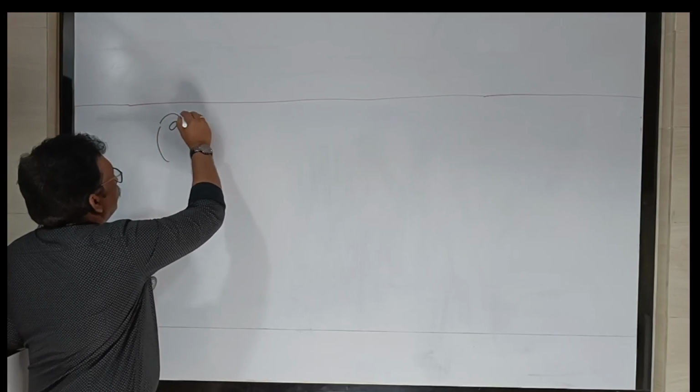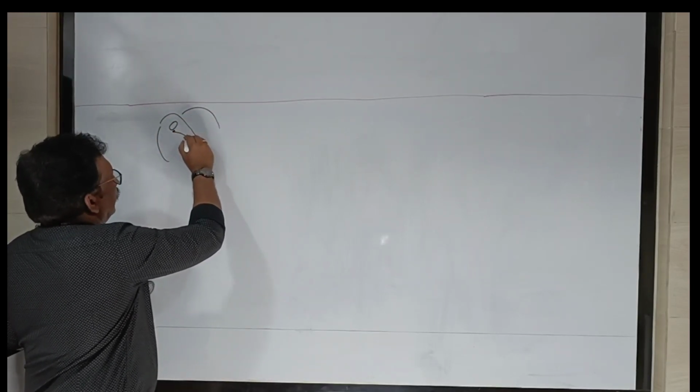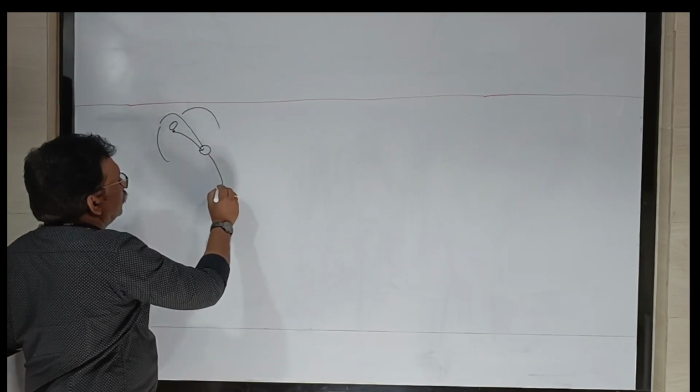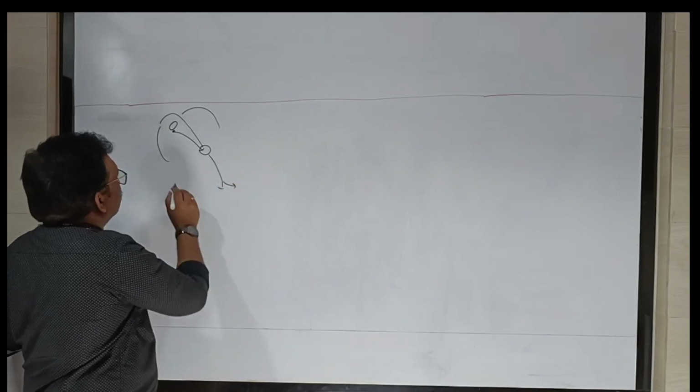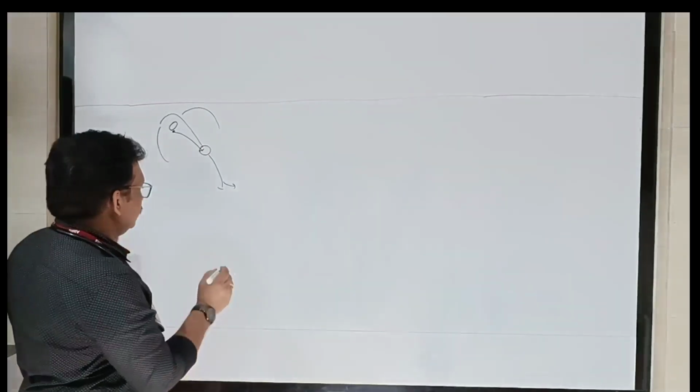This is the SA node in the heart. This is the atrium, right atrium, left atrium. From the SA node, electrical activity goes to the AV node. From there it will go to the ventricle. So SA node activation produces a P wave. Okay, we'll see what a P wave is.